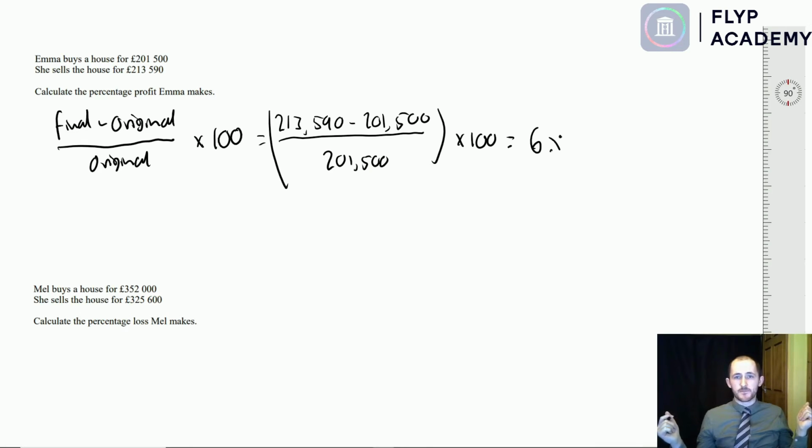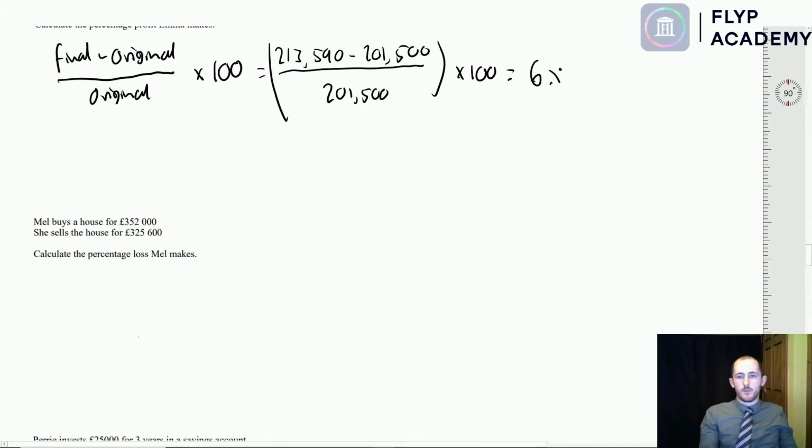That's it. Now there are a few different ways to do that. Some people teach you just to do final over original times 100, but then you need to minus 100 as well. That's why it's too complicated. For loss, some people teach you to reverse this to original minus final. You can do that, but look what happens if we use our exact same formula. We take the final minus the original. The final was £325,600. Take away the original.